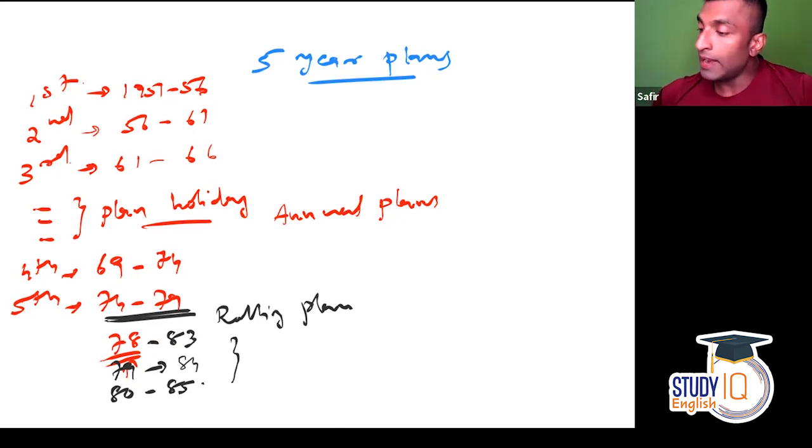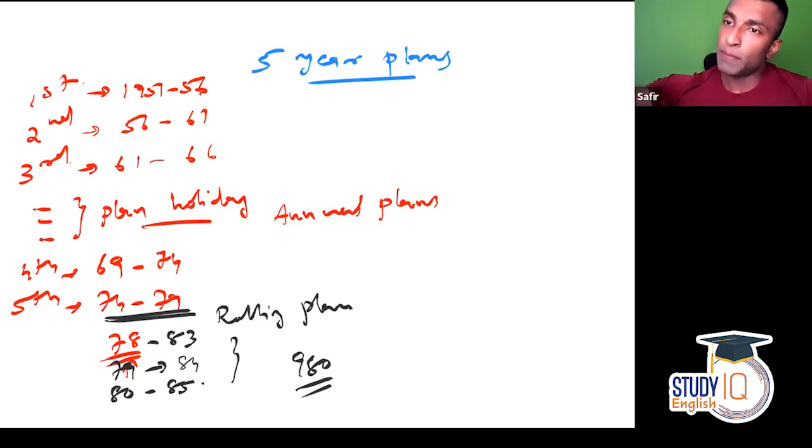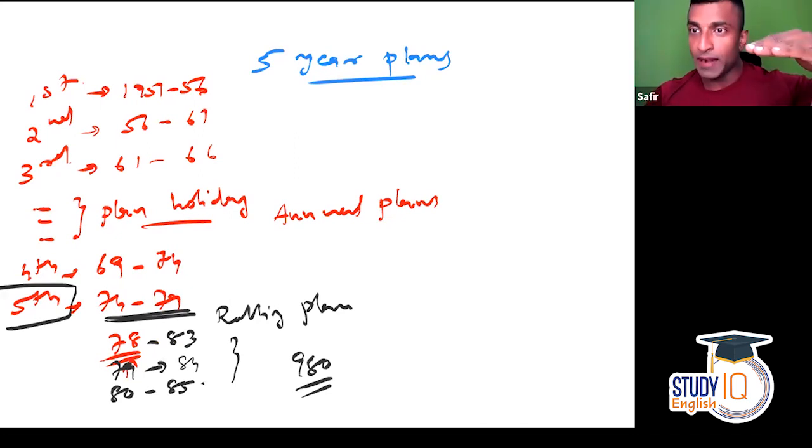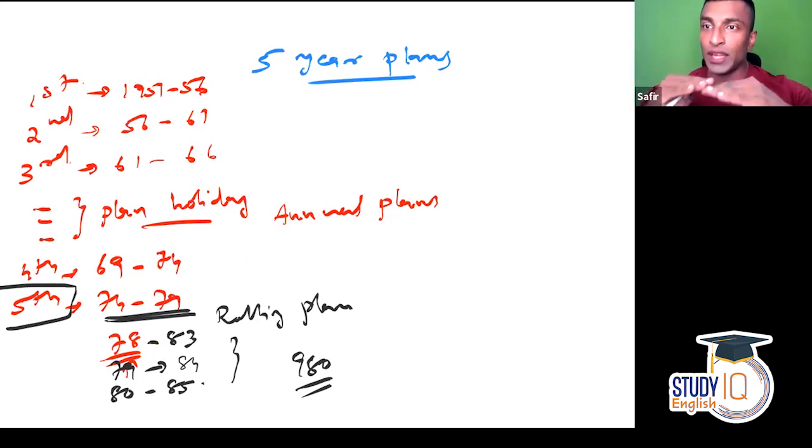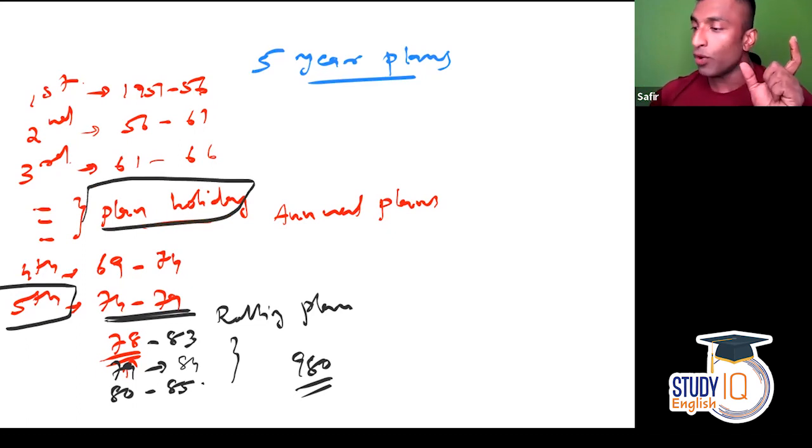And then in 1980, Congress came back to power. When Congress came back to power, the planning, as usual, resumed the 5-year plan. So where we stopped is actually at the 5th plan. So first 3 plans, 3-year gap, then 2 plans, 2 gaps. That is not plan holiday or anything. That is rolling plan. Earlier it was plan holiday or annual plan. Here it is rolling plan.